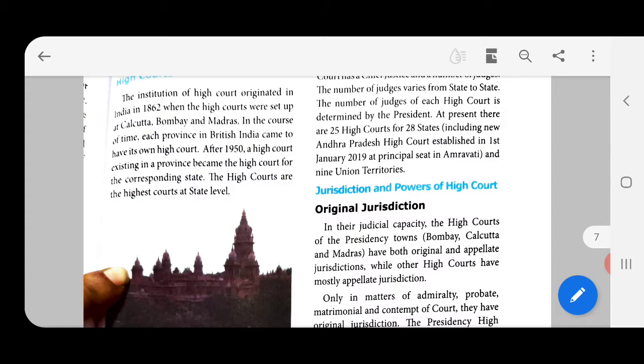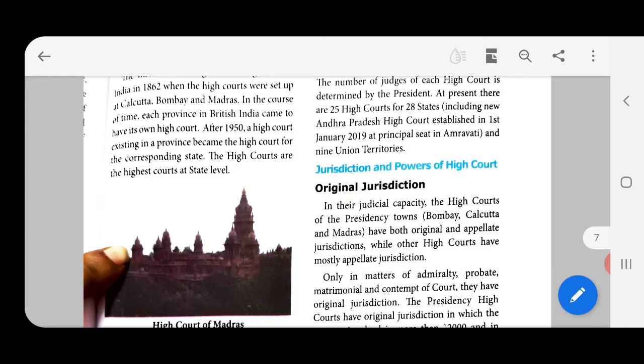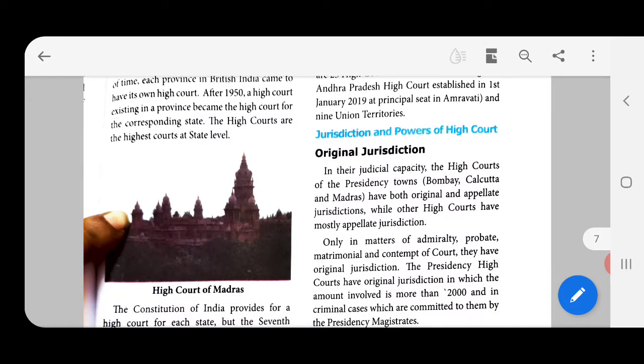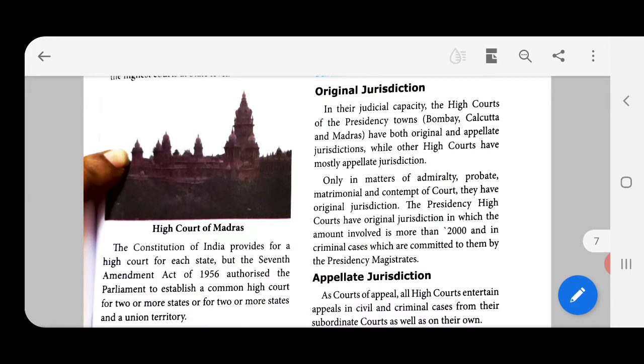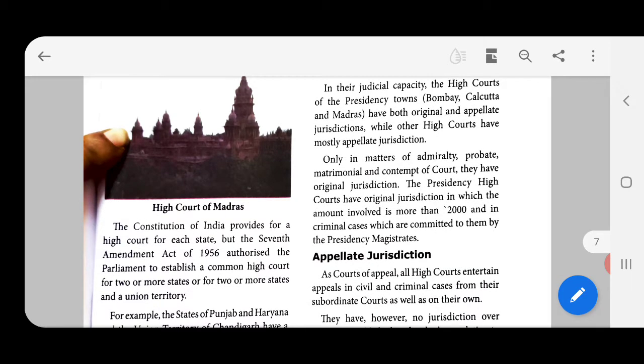28 states, including the new Andhra Pradesh High Court, which was established in January 2019 at its principal seat in Amaravati, and 9 union territories. The jurisdiction and powers of High Court. Original jurisdiction. In their judicial capacity, the high courts of the presidency towns, that is Bombay, Calcutta and Madras, have both original and appellate jurisdictions, while other high courts have mostly only appellate jurisdiction.